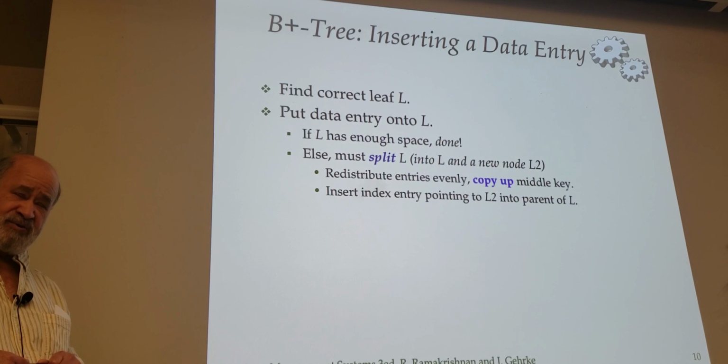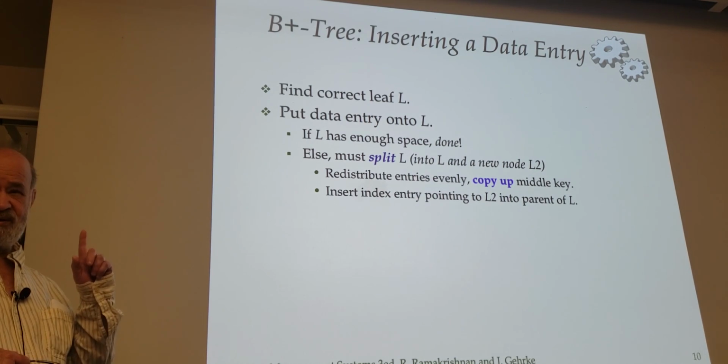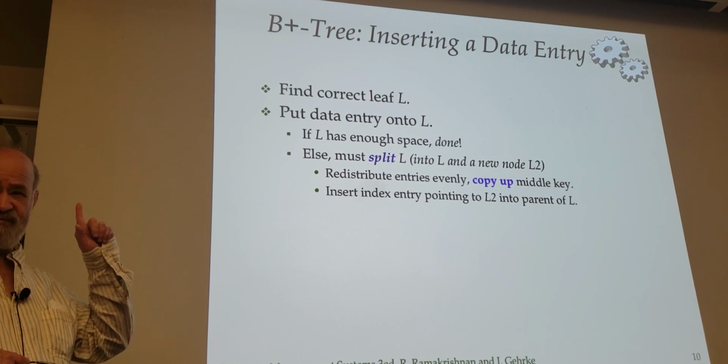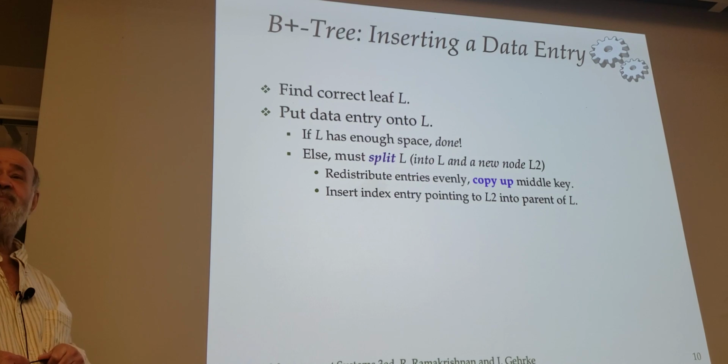Why do you need a new traffic cop? You have to distinguish between L and L2, which you didn't have to do before because there was no L2 before. All the stuff was in L. So you need a new traffic cop. That traffic cop value has to be up above. So you take the middle value, which is the first value in L2, and you copy it up above inside the tree. And you put it inside the parent.